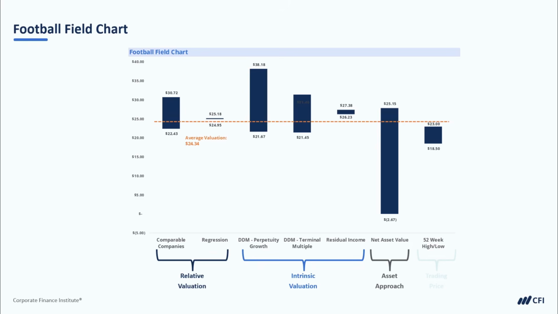And we can see and compare that to the current trading price of the stock. So you can see a 52-week high and low of 1850 and 23. So let's get started building this model in Excel.